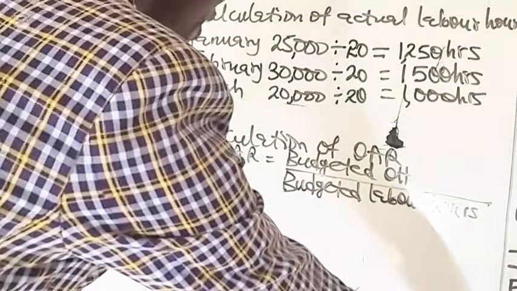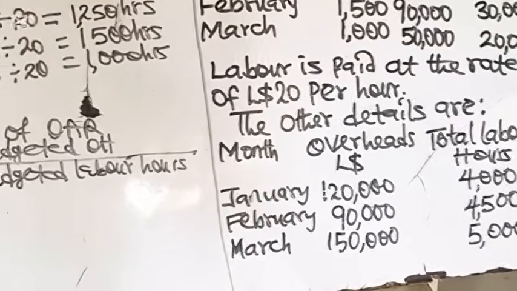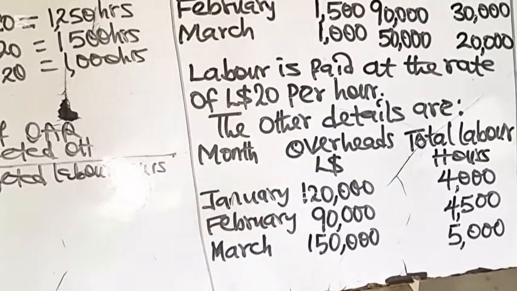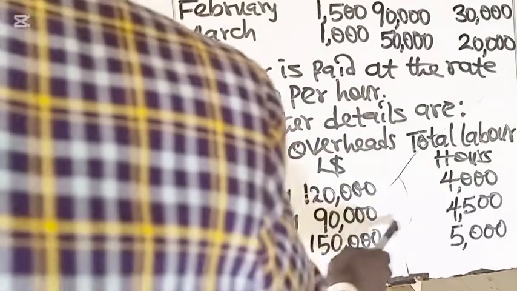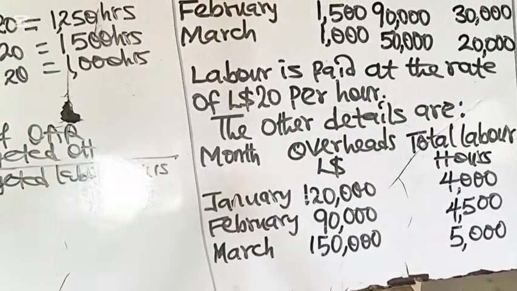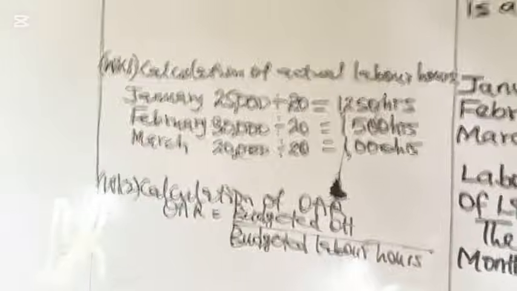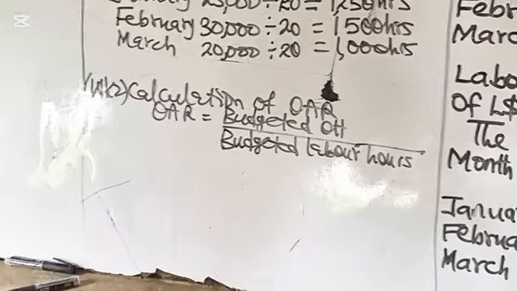Now that you have this as the formula, in the month of January, how much is the budgeted overheads? We have 120,000 in January, and the labor hour is 4,000. In February, 90,000, and labor hour is 4,500. In March, 150,000, and labor hour is 5,000. So now let's use those overheads and the labor hour to compute the overhead absorption rate.